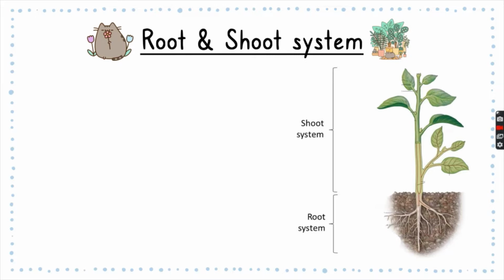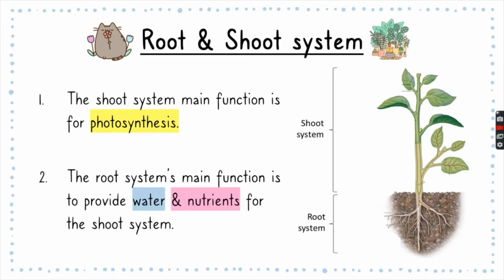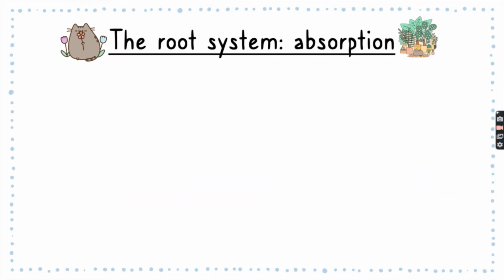So all plants have a root and shoot system. The shoot system and root system can be seen in this diagram right here. The shoot system is basically the parts of the plant that are above the ground, and the root system is the parts of the plant that are underground. The shoot system's main function is to carry out photosynthesis, and the root system's main function is to provide water and nutrients for the shoot system.